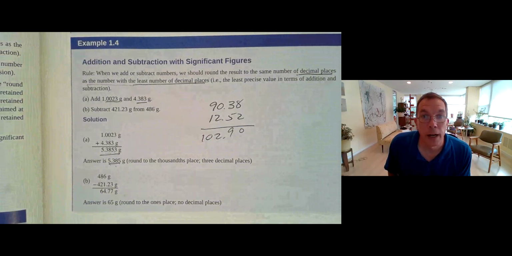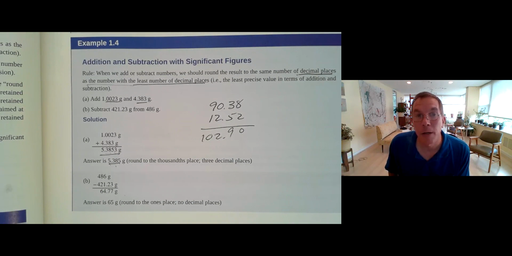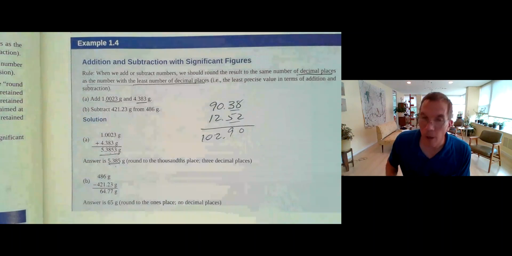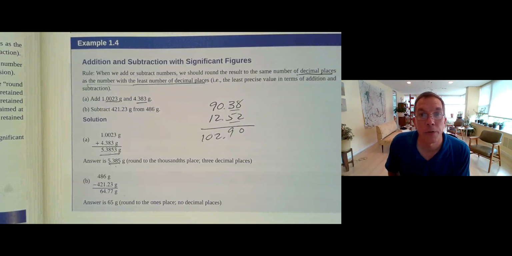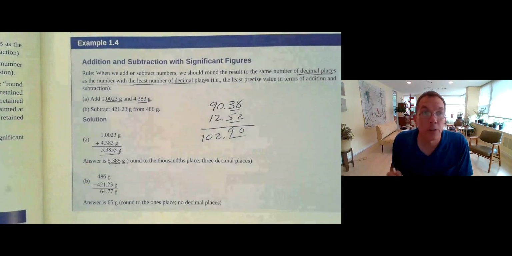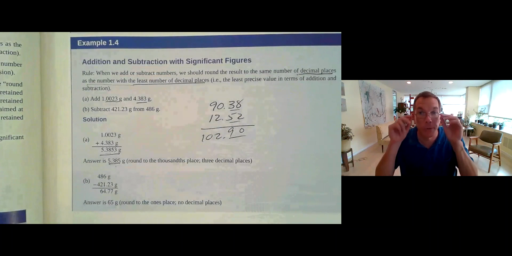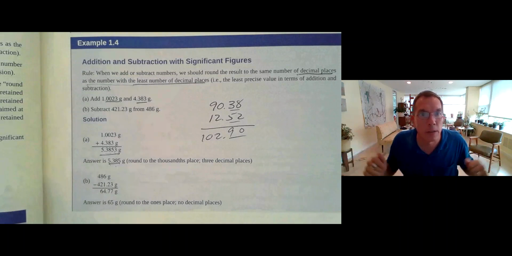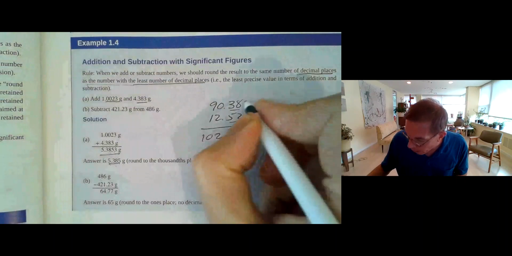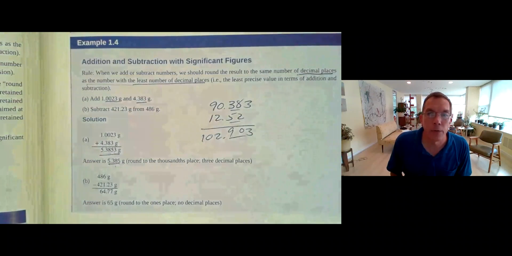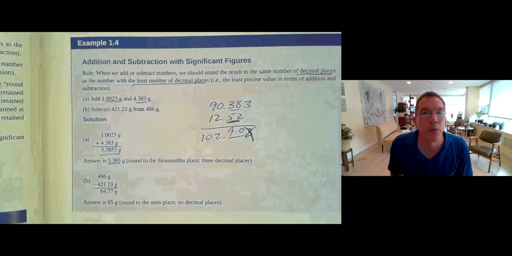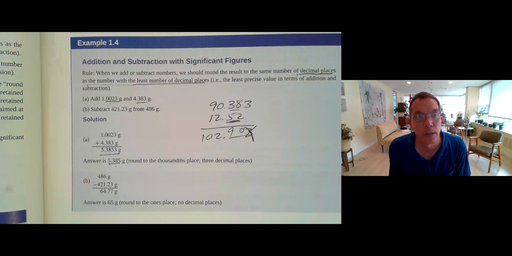And the rule says round to the same number of decimal places as the least number of decimal places in either of the numbers that we've added. Well, both of these have 2 decimal places, so we're going to round to the second decimal place. There is no rounding to be done here. We've already got 2 decimal places, so we're going to leave it as 102.90. If we had a 3 here, let's say, and that would carry down, then because this only has 2, we would lop off that 3 and we would round to 102.90.